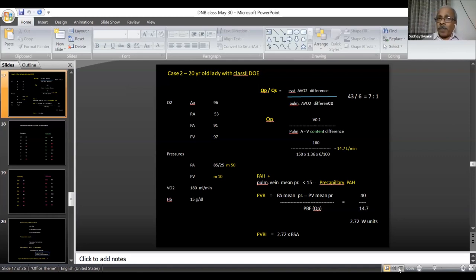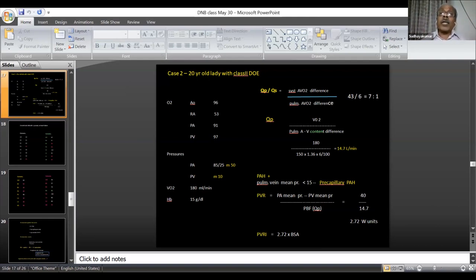Now, how will you calculate the QP/QS? You can calculate the flows and ratios because the oxygen consumption is a constant. You take the reverse of that, which is the systemic arteriovenous difference divided by the pulmonary arteriovenous difference. Systemic is aortic minus right atrium, 53, that is 43. The pulmonary is the difference between the pulmonary artery and the pulmonary vein, it is 6. So 7:1. That is the QP/QS, that is the ratio. Left right shunt is 7:1.